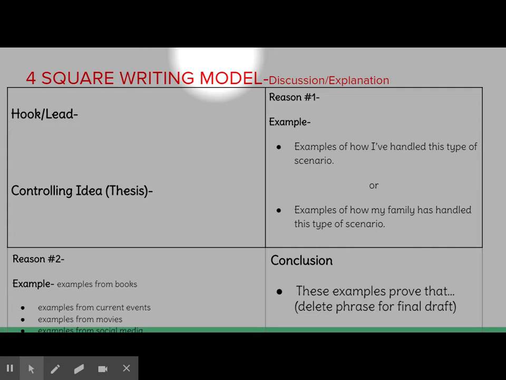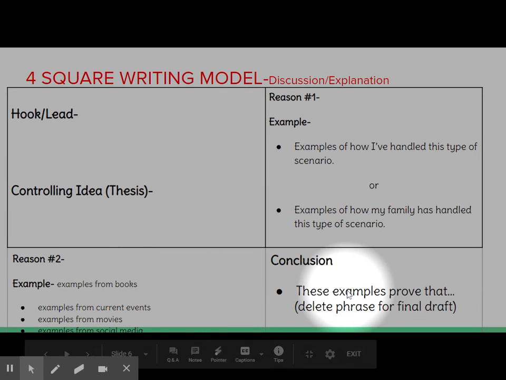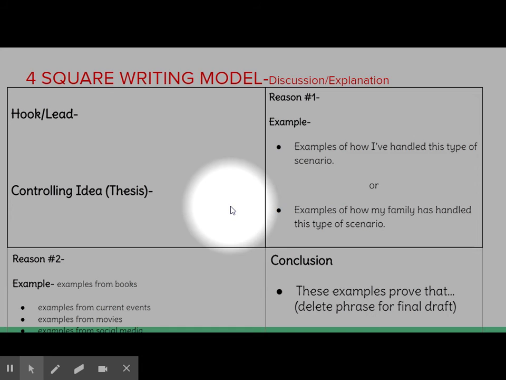These are notes. We're not going to fill in anything regarding a specific topic for now, but I need you just to write the overall notes. You're going to write the word hook and leave some space here. Controlling idea with some space, and then all the information that's in the other boxes. Go ahead and pause this video and give yourself a few minutes to copy the information down. Remember, we're going to come back to these as the year progresses.